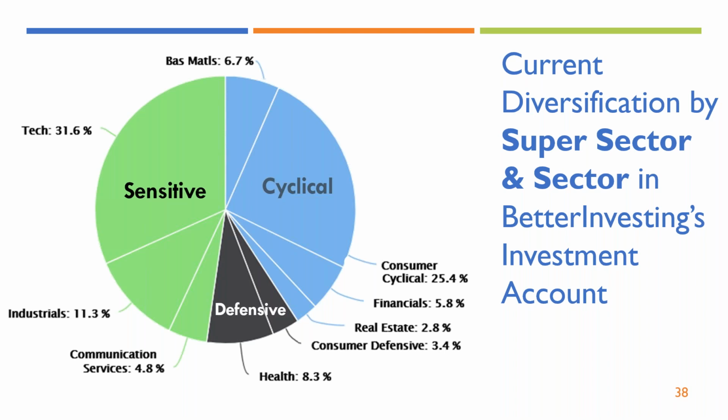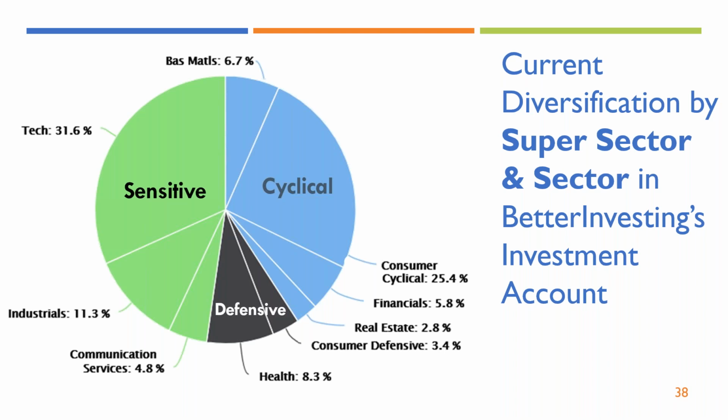And here is the diversification by super sector and by sector. So again, the defensive stocks are the lightest. That's because some of the sensitive and cyclical stocks have performed better than perhaps expected, so they've shrunk down that defensive sector. Also, in the defensive sector, it's been harder to find opportunities in the last couple of years as the committee was building up its portfolio.